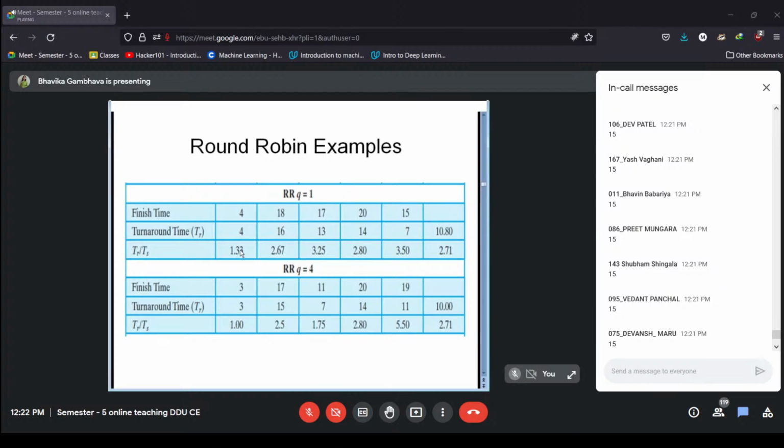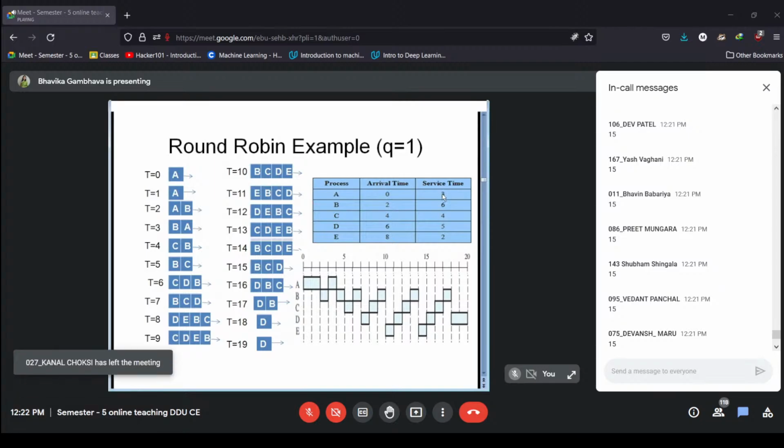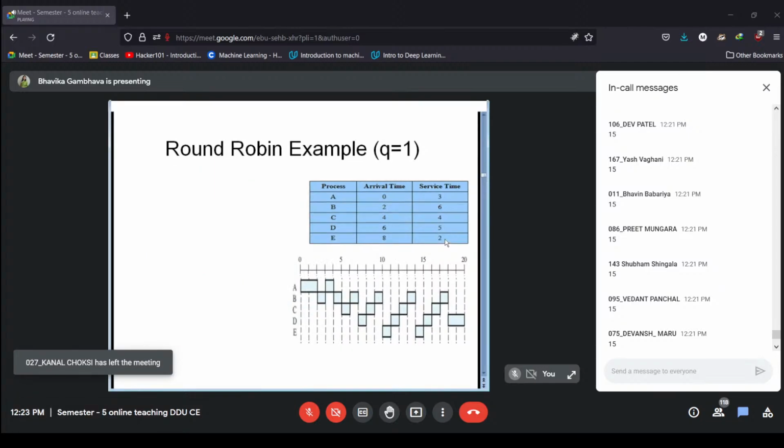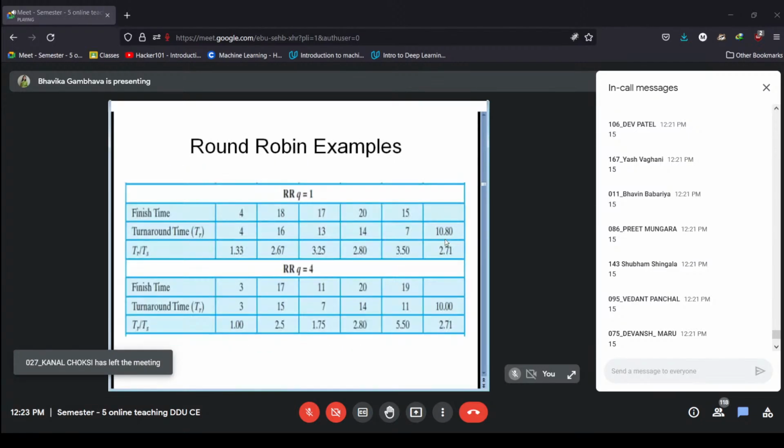Turnaround time divided by service time. That is true. This is the turnaround time. Divided by service time is 3 in this case. This is 6. This is 2. For E, it is 2. So, for E, it is 7 divided by 2. So, it will be 3.5. And when you take the mean of this, it will be the mean.